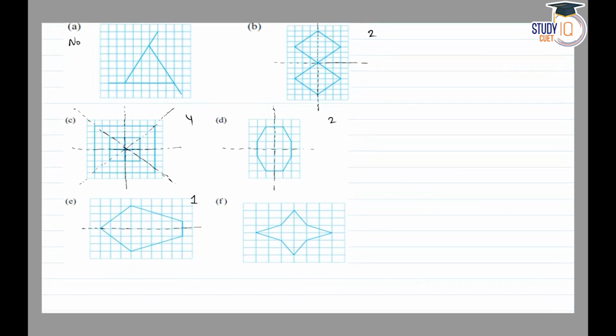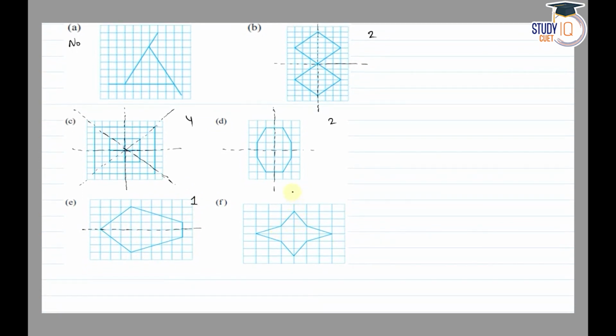Figure F, this is symmetric about a vertical line and a horizontal line, and we will join these two vertices. So this figure is also symmetric about this line and this line. So here 1, 2, 3, 4 lines of symmetry are available.